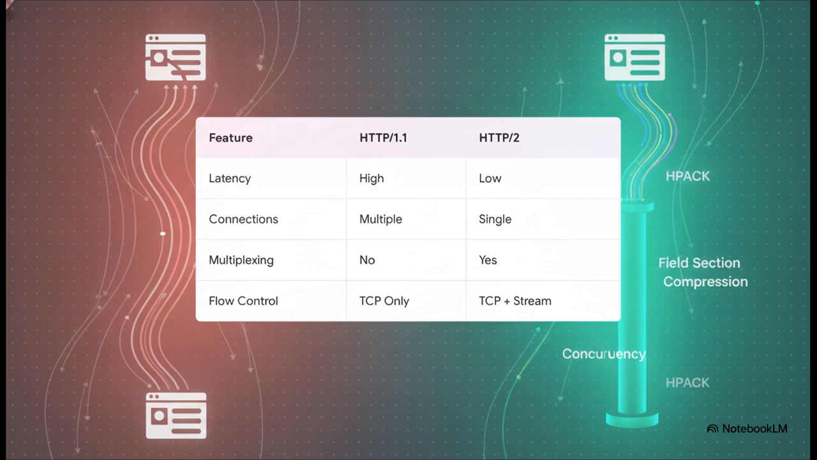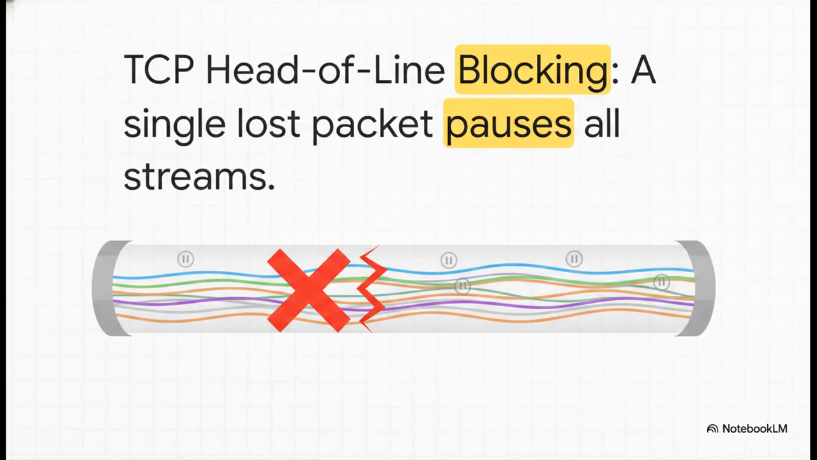Factor in field section compression via HPACK and the sheer power of concurrency, and web applications easily bypass the sluggish startup phases of multiple TCP sockets, leading to dramatically faster page rendering. But is multiplexing perfect? Not quite. The remaining Achilles heel here is TCP head-of-line blocking.